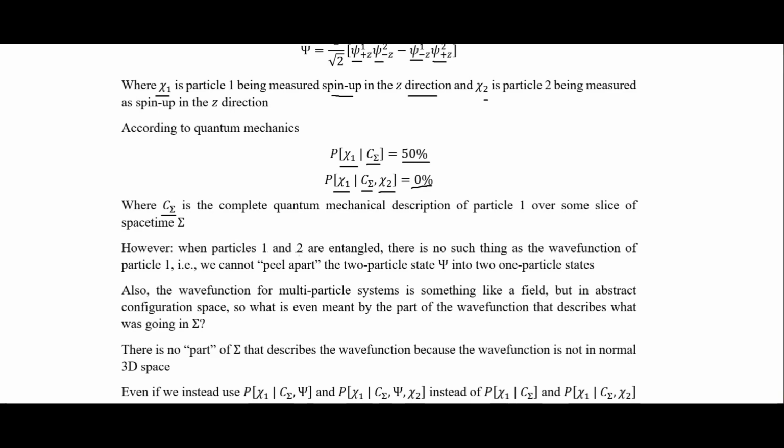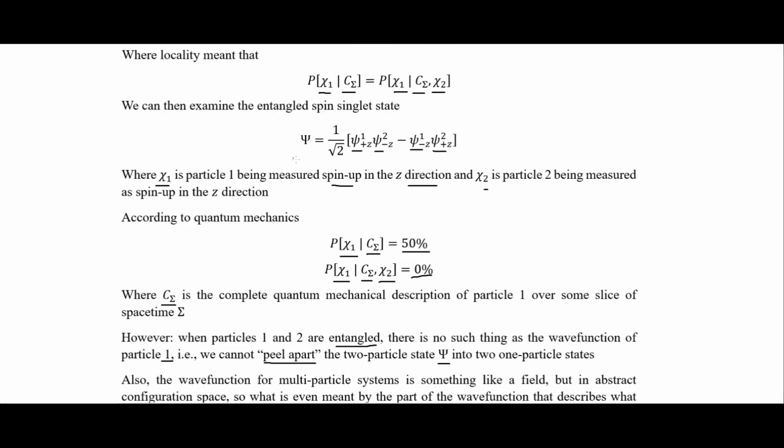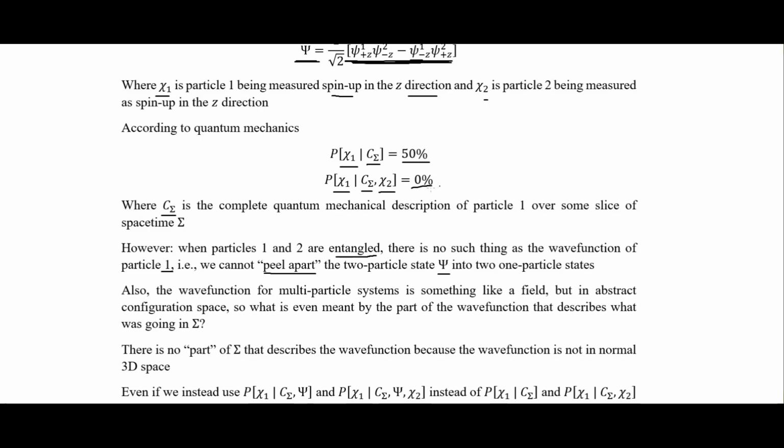However, when particles 1 and 2 are entangled, there is no such thing as the wave function of particle 1. So we can't peel apart the two-particle state psi into two one-particle states. There is only the wave function that is this combination of these, but there's no way we can peel these apart and talk about just one of these. It has to be this sort of combination of them here.